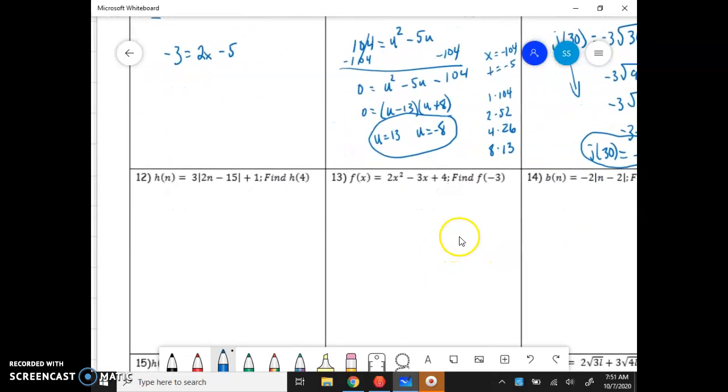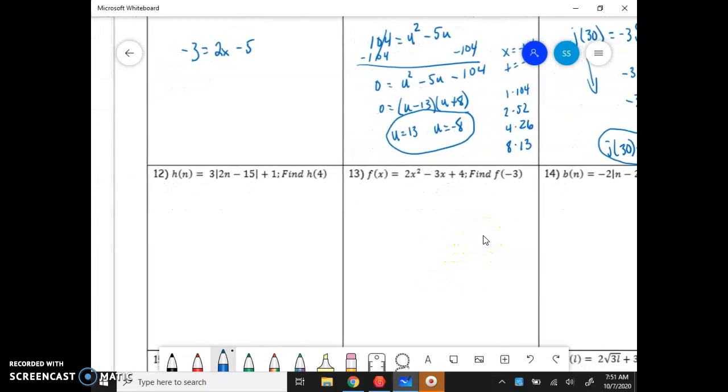Okay, let's see. Number 12, we're plugging in for the n here. So we got the h of 4 is equal to 3 times the absolute value of 2 times 4 minus 15, plus 1. Okay, so this one here, we actually don't have to do anything crazy. We can just solve this one. We don't have to set up two equations, right? Because we're not solving for a variable. We're just going to solve on the right side here.